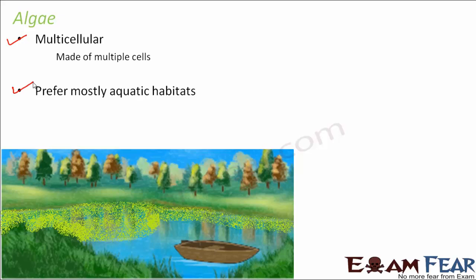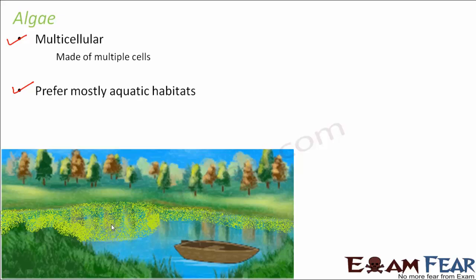They prefer mostly aquatic habitats, and that is why you will generally see algae wherever moisture or water is present. In fact, you would have observed this type of growth of algae even on the walls of your building if it gets damp very easily. Not in all buildings, of course.